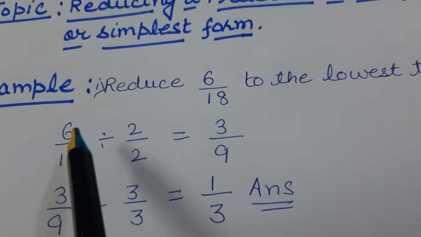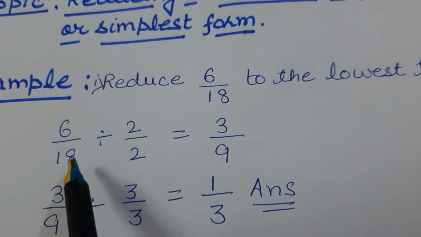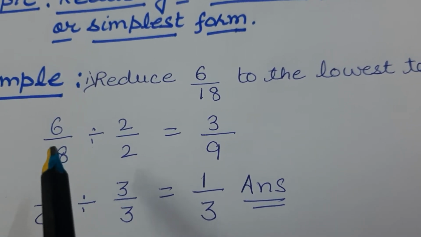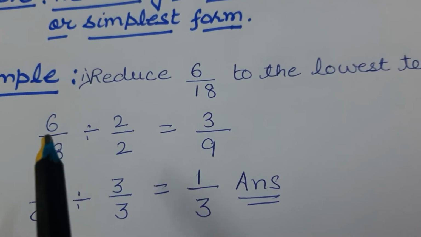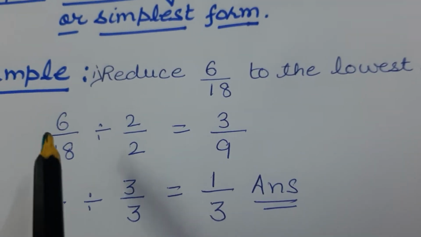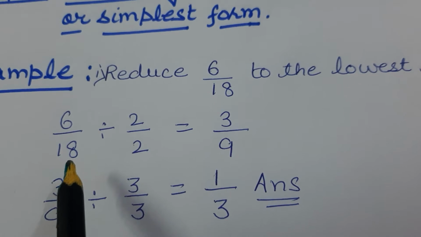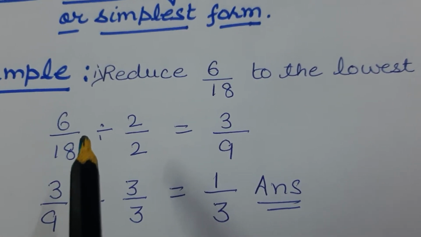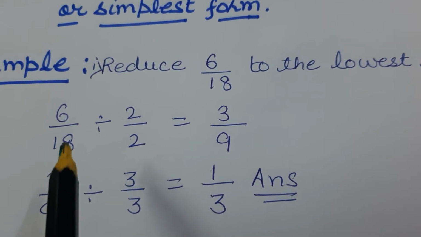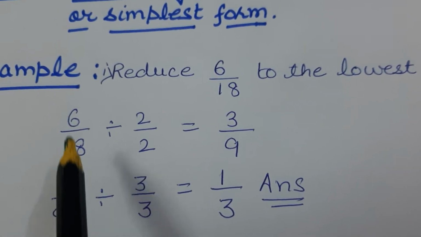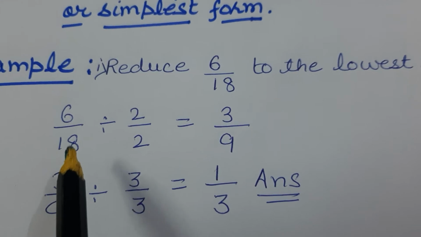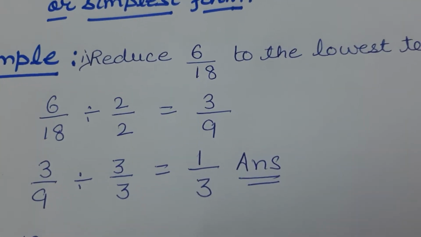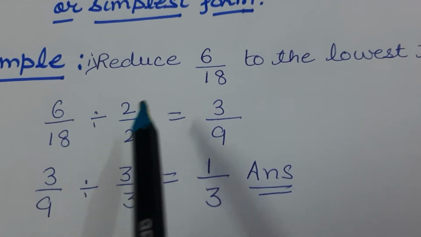So let's start. 6 over 18. How to reduce this fraction into lowest or simplest form? First we will observe this fraction and find the common factor. You can see both are even numbers, so both have a common table, 2.